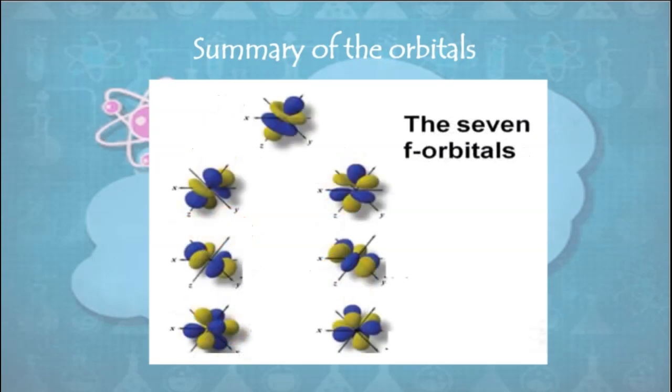And then the last one is this. You've got 7 f orbitals. And each of these 7 f orbitals can hold 2 electrons, which is 14. These are the ones found at the bottom of the periodic table.